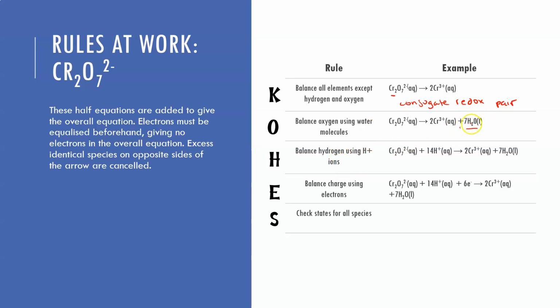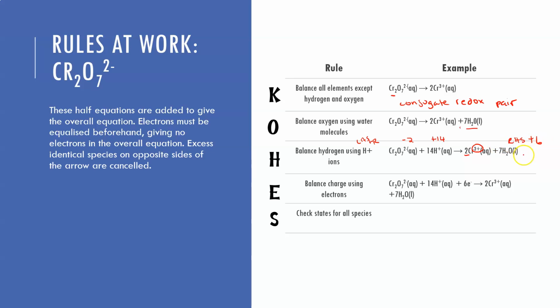Because I've added 7 waters onto the right-hand side, I now have 14 hydrogens that I need to balance. There's no hydrogens on the left-hand side, so I'm going to add 14 H+ onto my left-hand side. Now I need to look at charge. On this side, I have plus 14 and minus 2, so overall it is plus 12 on the left-hand side. On the right-hand side, I have 2 lots of plus 3, so my right-hand side is plus 6.